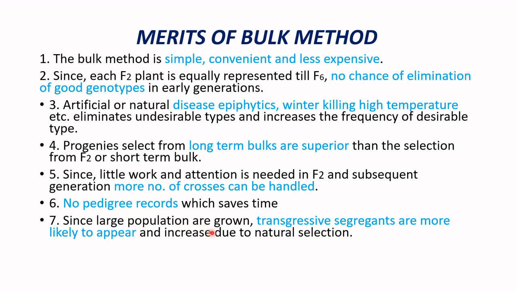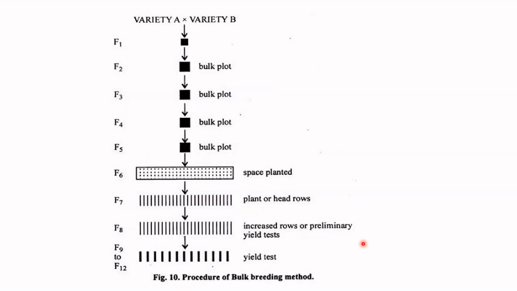And in large populations, transgressive segregants are more likely to appear. What are transgressive segregants? In F2 and F3 generations, those individuals which are superior, which outperform the parental performance, are called F2 transgressive segregants or F3 transgressive segregants. This is different from an F1 hybrid variety, where they call it heterosis. Here it is called transgressive segregants.